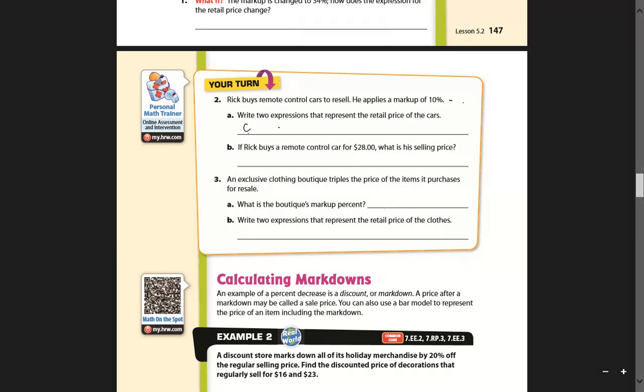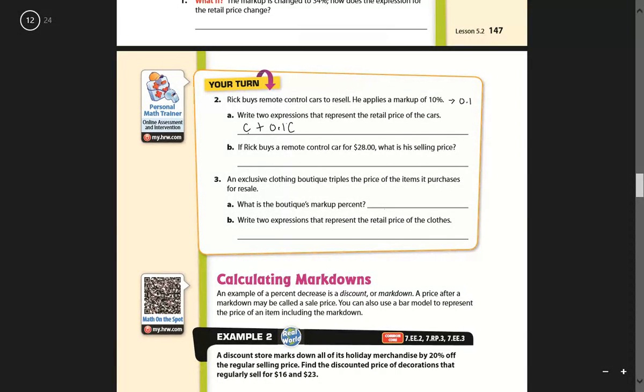The next thing is you change the percent into decimal. So 10% is the same as 0.1 as a decimal. So if we don't know the cost, we have to multiply this to the cost, right? So the markup, or the percent increase, will be 0.1C. Markup means you add. So we have 0.1C because you don't know the cost of the remote control cars.